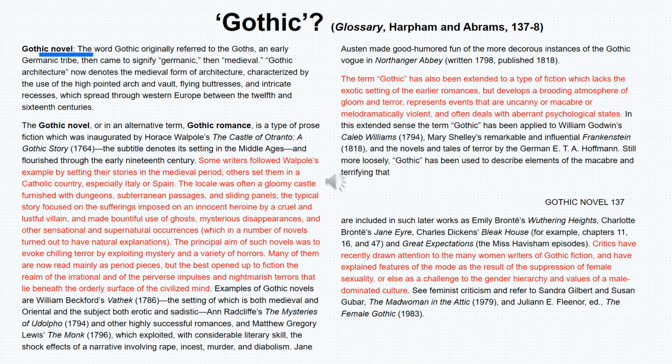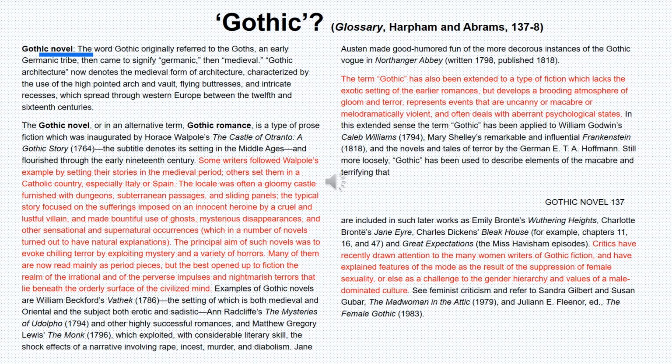And if you go over to the right side, the term Gothic has also been extended to a type of fiction which lacks the exotic setting of the earlier romances. Many of them have domestic settings, as we're going to see. A good example is Frankenstein, or rather Dracula, which actually has both kinds of settings.